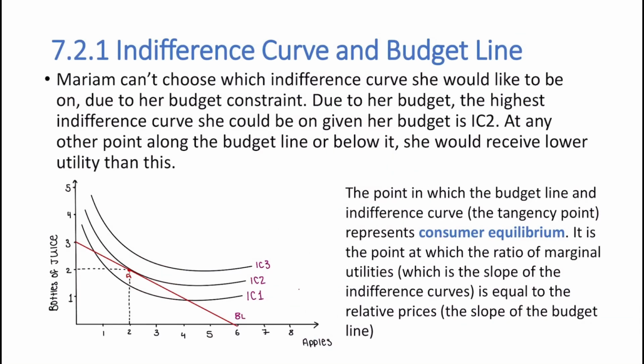Now let's talk about the indifference curves and budget lines together. Miriam can't choose which indifference curve she'd like to be on due to her budget constraint. Due to her budget, the highest indifference curve she could be on is the second indifference curve. At any other point along the budget line or below it, she would receive lower utility than this. The point in which the budget line and the indifference curve meet, so the tangency point, represents the consumer's equilibrium. It is the point at which the ratio of marginal utilities, which is the slope of the indifference curves, is equal to the relative prices, which is the slope of the budget line.